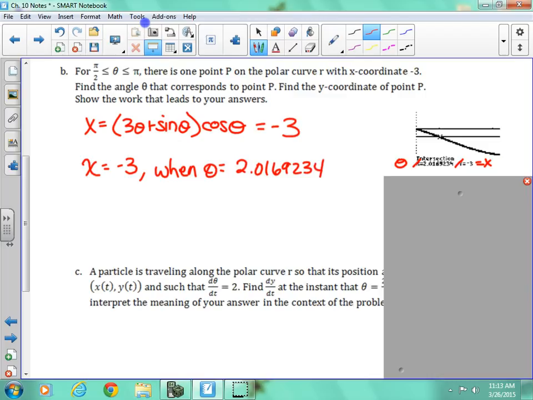It says find the angle. All right, cool. Then what does it say? Find the y-coordinate. How do I do that? Is that the y-coordinate? No. Y equals r sine theta. Good.